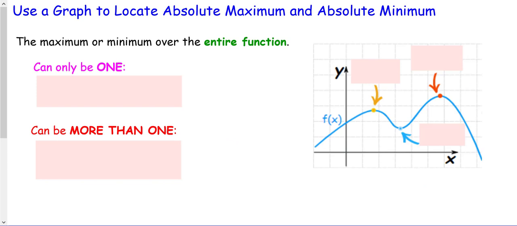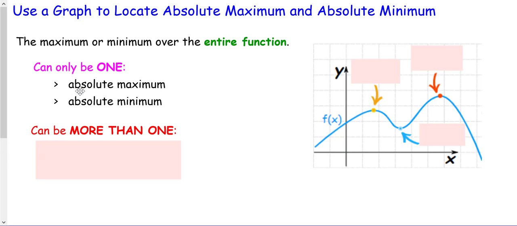So when we want to locate an absolute maximum or absolute minimum, sometimes it's called global, meaning it is the highest maximum or it's the lowest minimum. Okay, we want to look at a couple of things. So first off, there can only be one absolute maximum and one absolute minimum. There can be more than one local maximum and minimum.